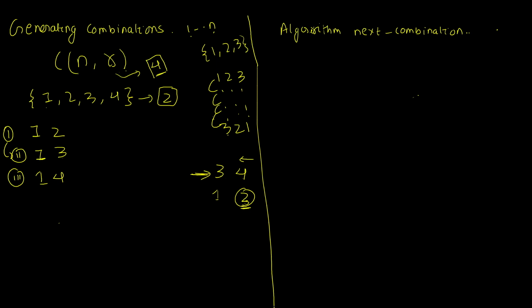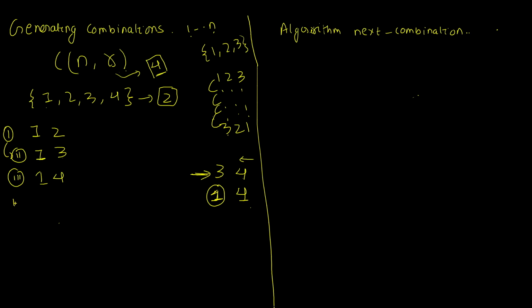And finally what will happen? 3, 4, the last combination, will be compared against 1, 4. Now where is it different? It is not different here, but it is different over here. So this 1 will be incremented, and what will happen to this position?